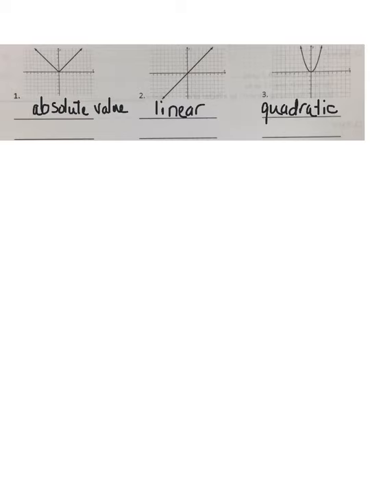Okay, now they also want you to write the equation. So the equation for the absolute value will be f of x equals, and simply the absolute value of x. Number 2, linear, f of x equals, and that is the line y equals x because it goes through the origin and has a slope of 1. And the last one on this slide anyway is f of x equals. A quadratic is always an x term that will be squared.